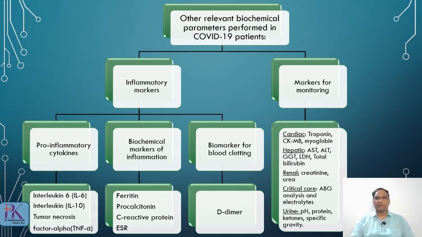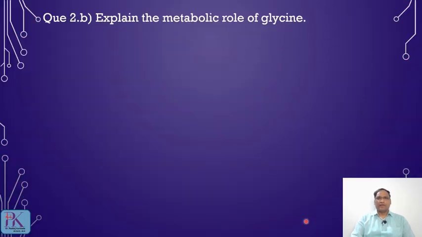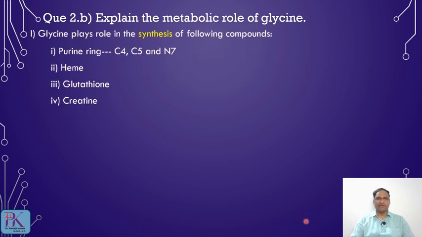Next question, we will move to the next question, that is question number 2B. Explain the metabolic role of glycine. Okay, explain. Now this is explain. The word is explain. Explain the metabolic role of glycine. So we will see the metabolic role of glycine.